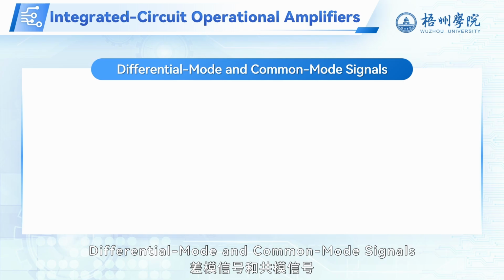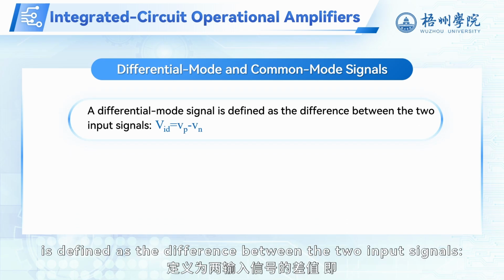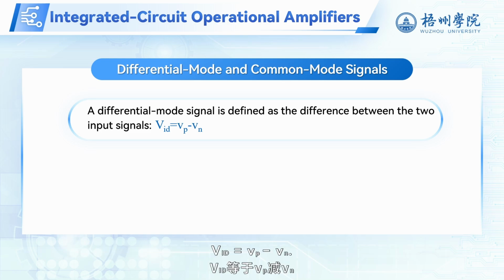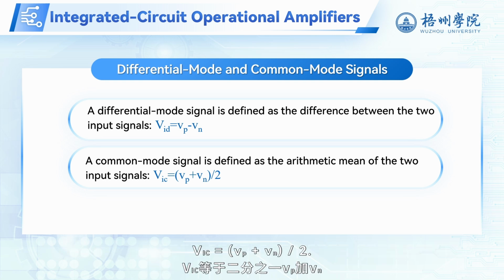Differential mode and common mode signals. A differential mode signal is defined as the difference between the two input signals, V_ID equals V_P minus V_N. A common mode signal is defined as the arithmetic mean of the two input signals, V_IC equals (V_P plus V_N) over 2.